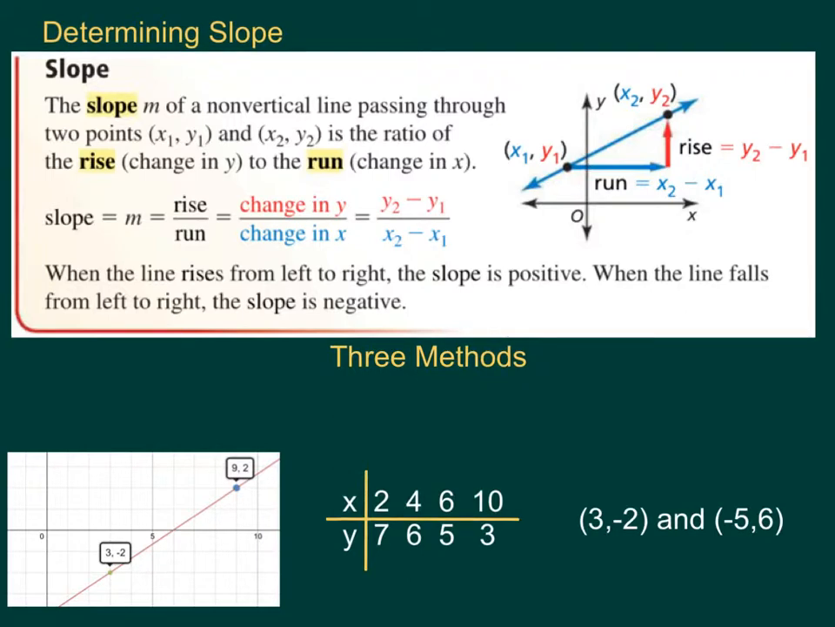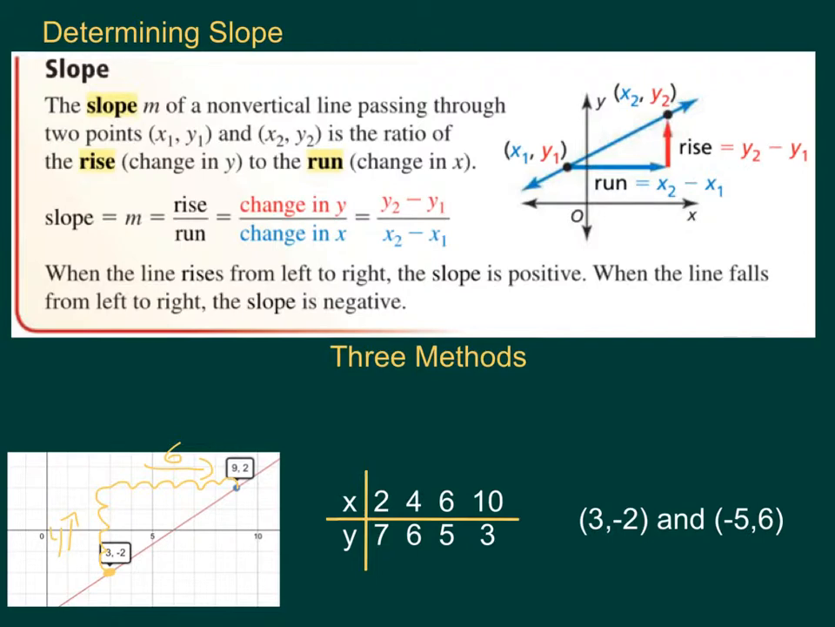On this graph, I'm going to start at one of my points. I'm going to start at the 3, negative 2, right here. And I'm going to count my steps to get up to 9, 2. I'm going to go 1, 2, 3, 4. I'm going up 4 steps. Now I'm going to go to the right. 1, 2, 3, 4, 5, 6. I've come to the right 6.